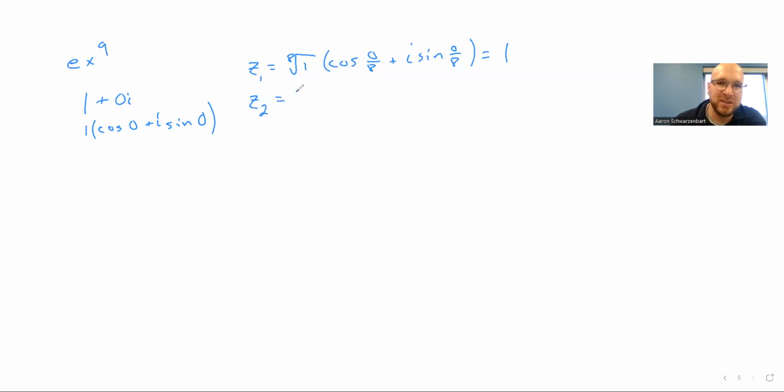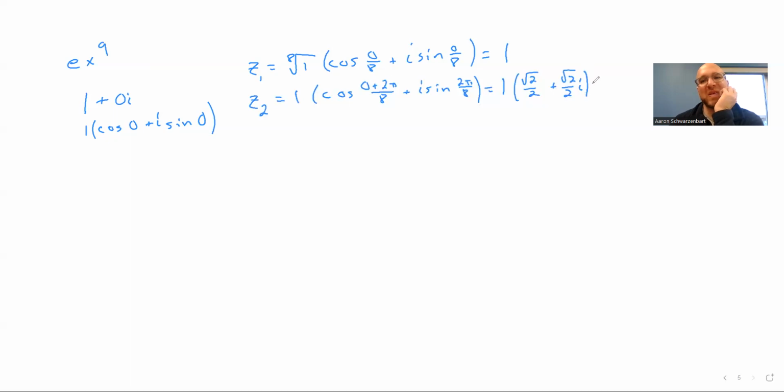Z2, again, the 8th root of 1 is 1, so I'm just going to write it as 1 for the future. Cosine of 0 plus 2 pi over 8 plus I sine 2 pi over 8. That's pi over 4. So cosine of pi over 4 is square root of 2 over 2. So is the sine of pi over 4. And for the future, I'm not going to write the 1 times. So this to the 8th is also 1.